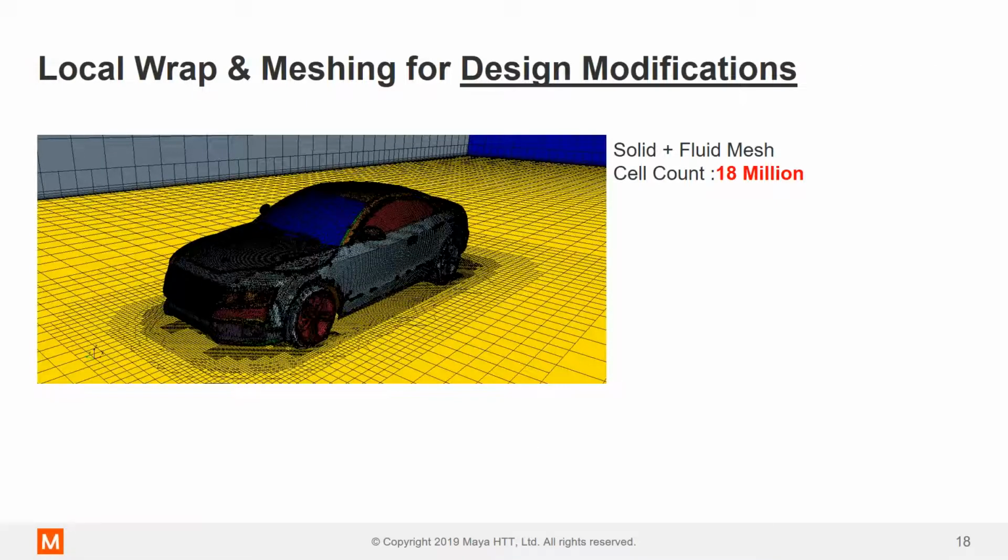Local meshing speeds up the re-execution of the surface remesher after local changes are made to the input geometry or the mesh settings. With this feature, Star CCM Plus only remeshes surfaces within a defined location and leaves other surfaces unchanged. We have a total mesh count of 18 million, and traditionally this would take 7 to 8 hours to mesh both the solid and the fluid domain. We can cut down this time significantly to 2 hours by using the local wrap and remesh feature in Star CCM Plus. Let us jump back to the tool and understand how this is done.